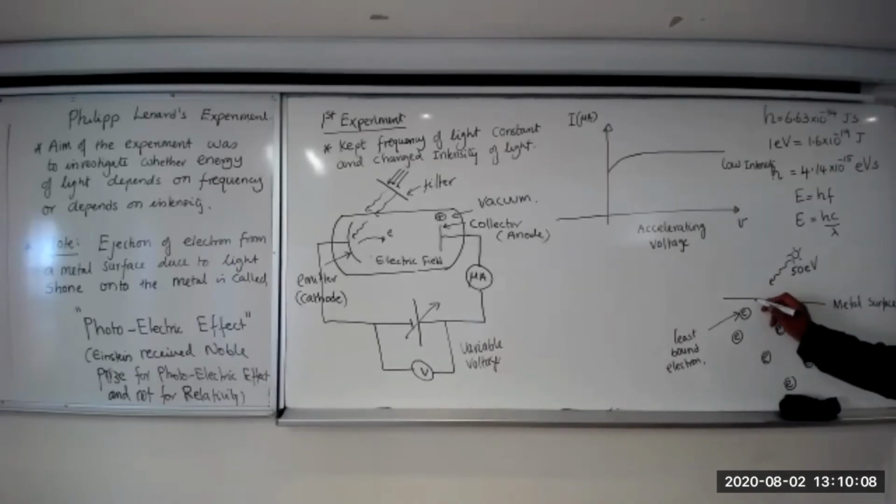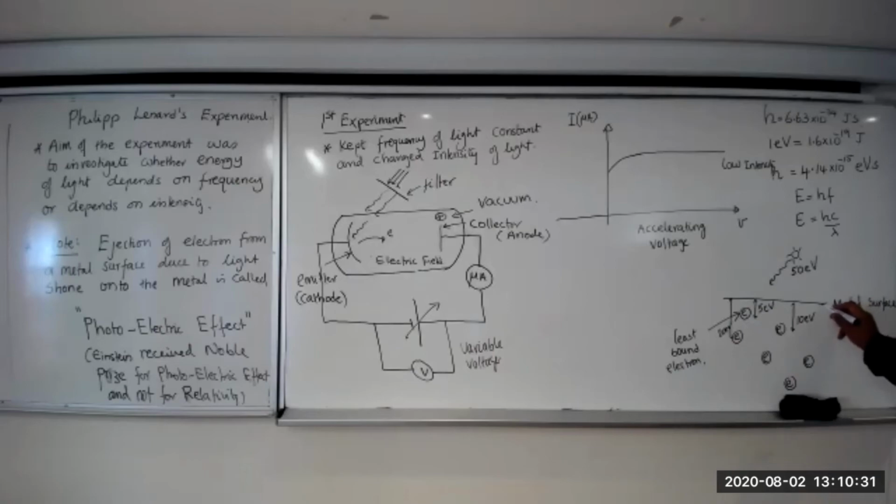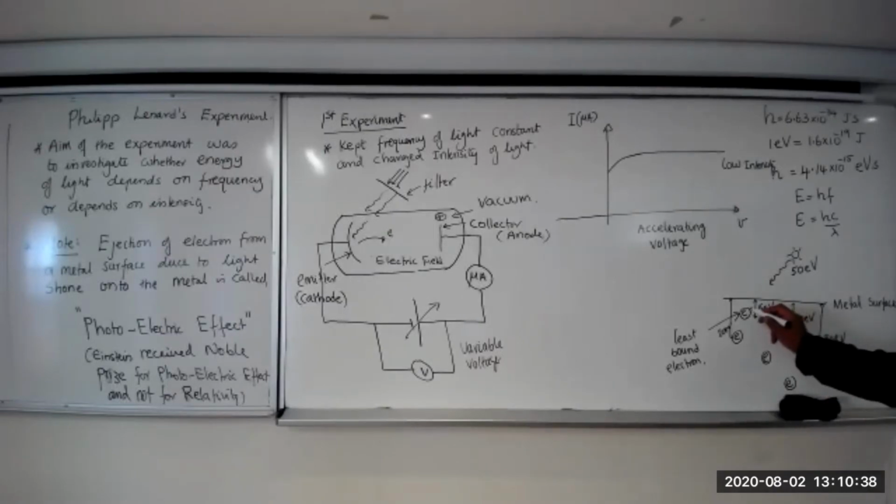The least bound electron, it may require about 5 electron volts just to come out. The guy just next door, maybe we need to spend about 10 eV to come out. This guy maybe needed 20 eV. This guy maybe, don't know, 30 eV, and so on. But this is the least bound electron.